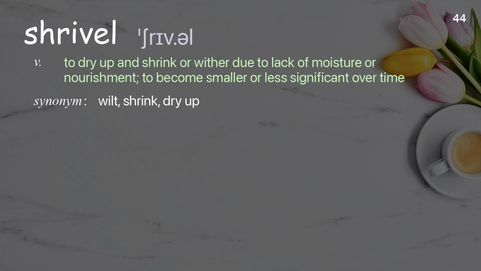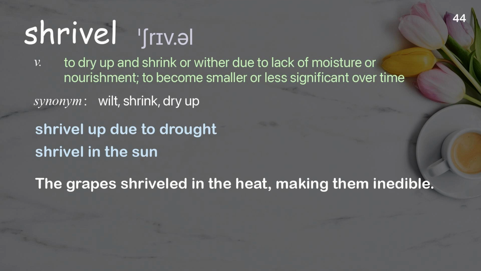Shrivel. To dry up and shrink or wither due to lack of moisture or nourishment, to become smaller or less significant over time. Examples: Shrivel up due to drought. Shrivel in the sun. The grapes shriveled in the heat, making them inedible.